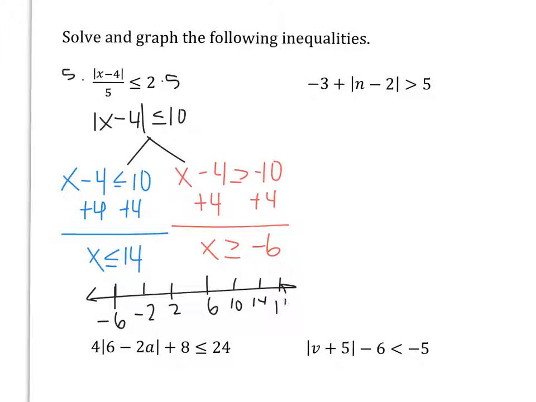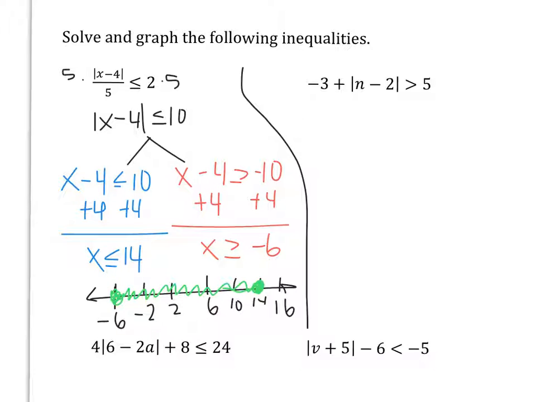And I'll just place a few. And then I want everything less than or equal to 14, or greater than or equal to negative 6. So that would be an overlap, so this would be an and statement. All right, let's move on to the next example.